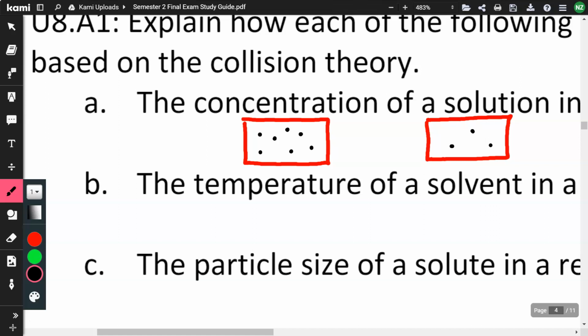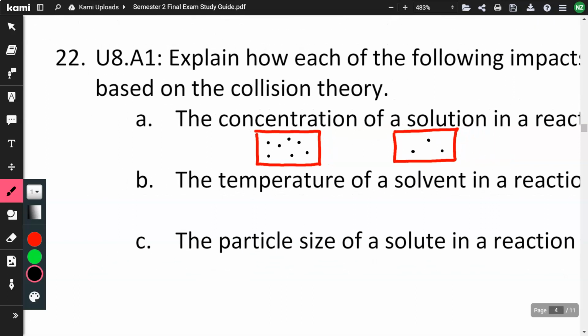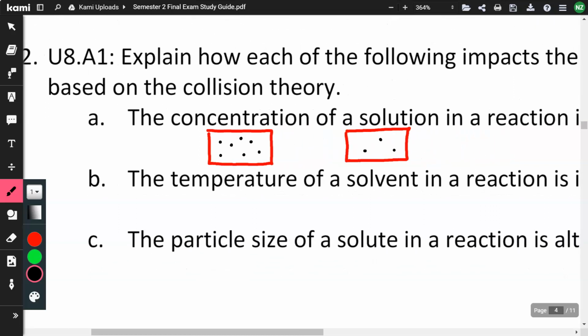Same thing happens in a reaction. If we lower the concentration, the chances of those molecules striking each other are less. So the rate is going to decrease.